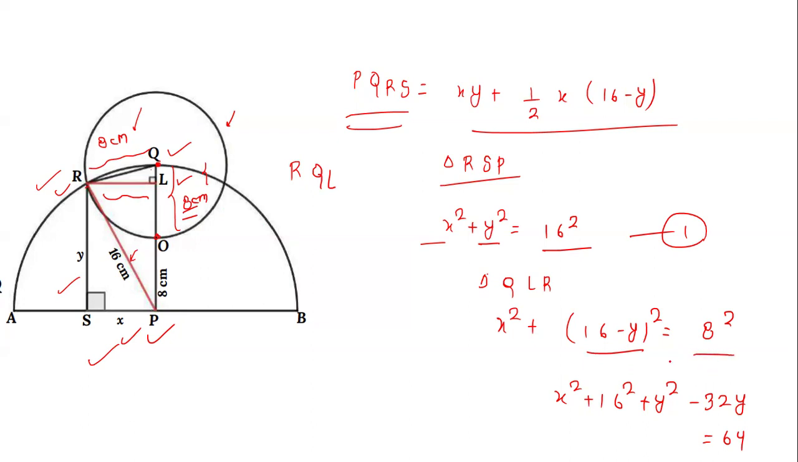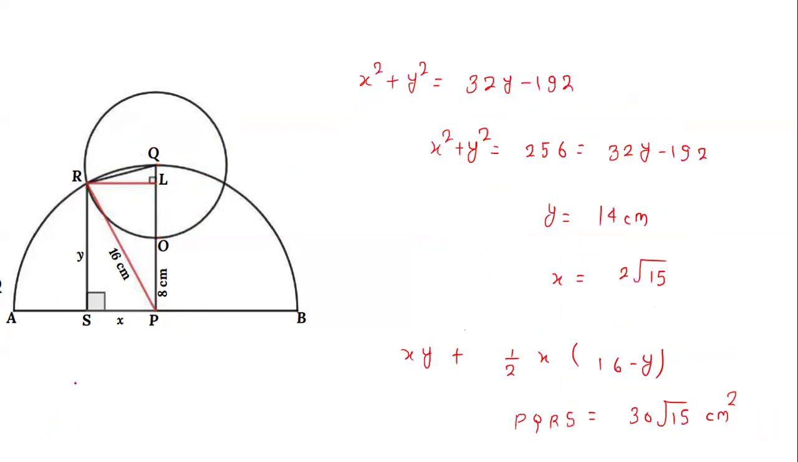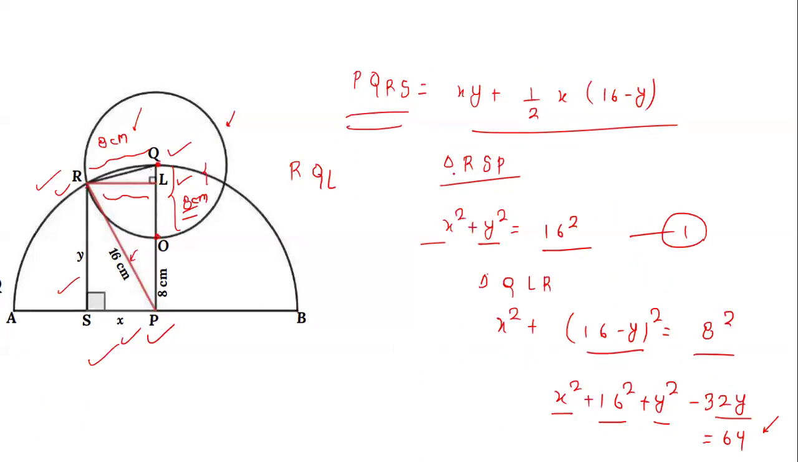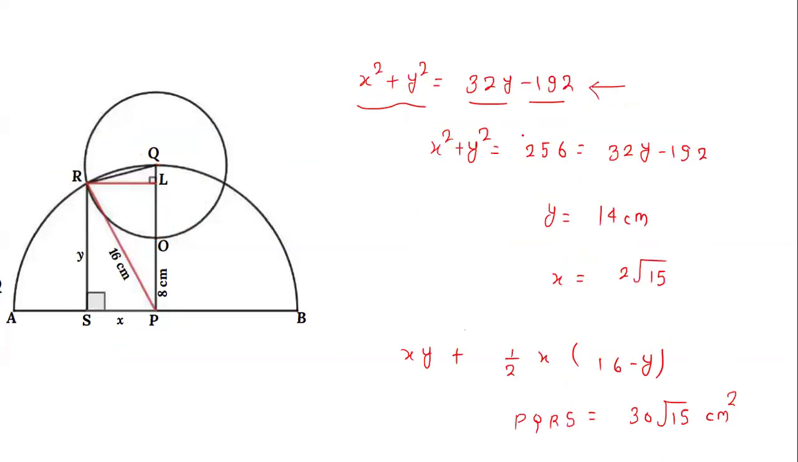So one equation you got from here: x square plus 16 square plus y square minus 32y is equal to 64. Now you can simplify this, and from here you can get the x square plus y square value as 32y minus 192. So previously we got one value of x square plus y square as 16 square, and we also got this. So we can equate both of these. If you equate 16 square with 32y minus 192, here the only variable is y, so you can easily get the value of y.